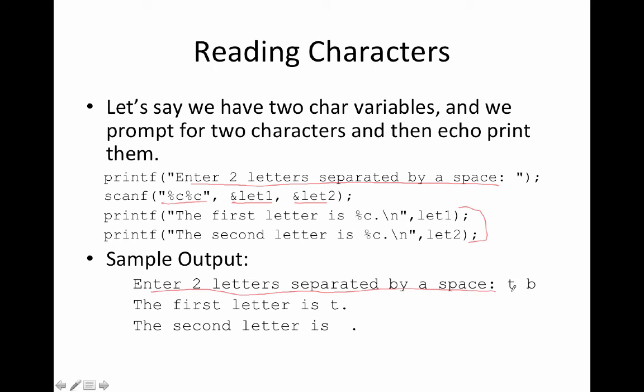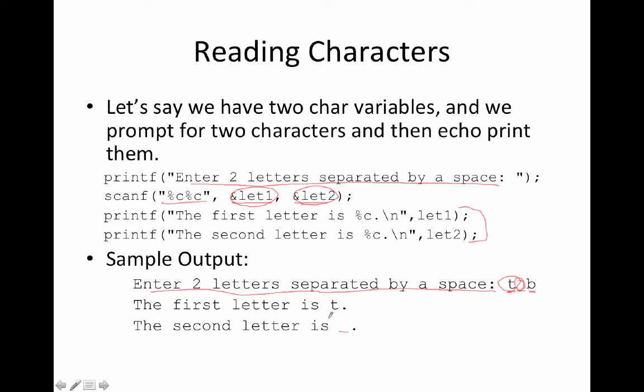All right, so when we actually run this, the prompt is going to say enter two letters separated by a space. So if I follow directions and type in T and then space and then B, the first character that I entered, T, is going to get read into the first variable, let1. The second character, which is the space, is going to be read into the second variable, let2. So it's going to print the first letter is T, the second letter is space. So every single character that you enter is a valid character. So it's not going to skip over white space like it does for numbers when reading in characters.